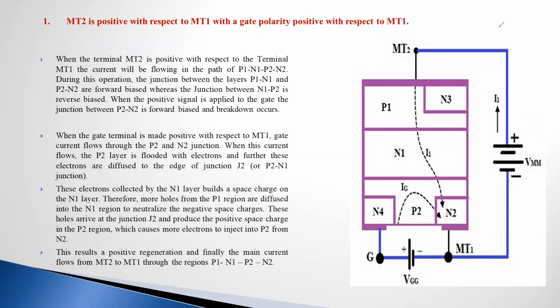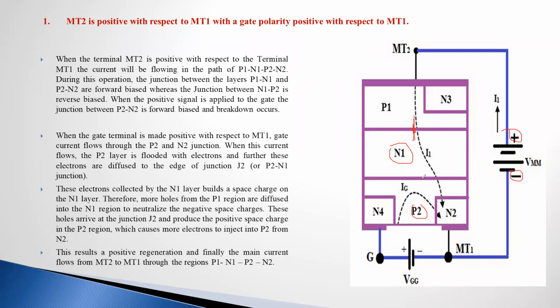Due to this, what will happen? The junction P1 and N1 is in forward bias condition, and there is a path for flowing the current here. But the junction N1 and P2 is reverse biased, because N1 is connected to the positive side and P2 is connected to the negative side. That's why this junction is reverse biased.